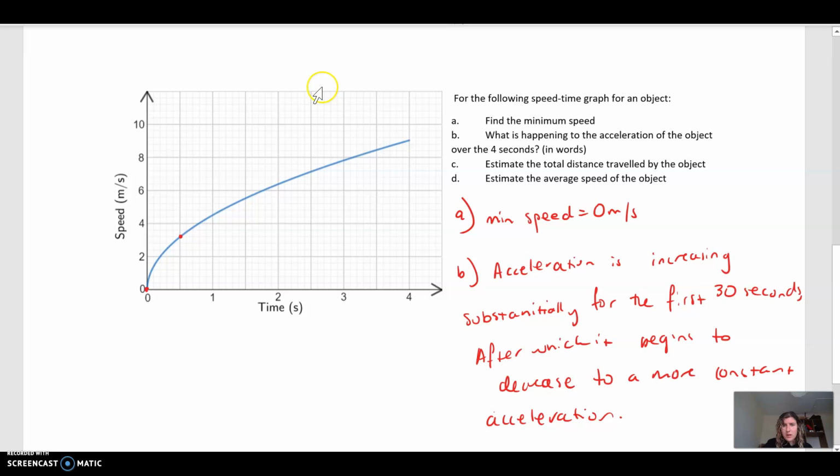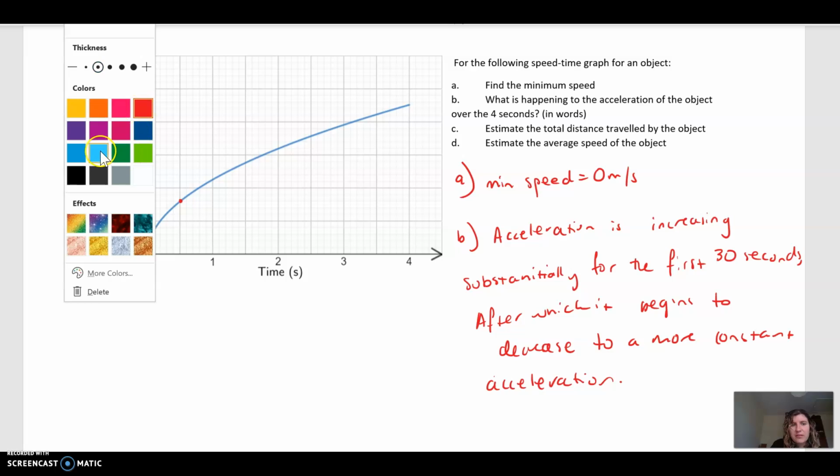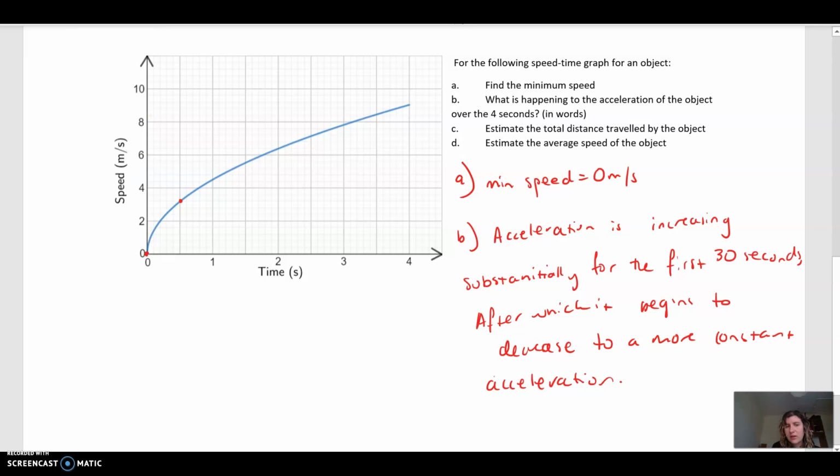Okay, estimate the total distance. Now, you'll notice that this says estimate and not calculate. The question above says calculate, and that's because you had those straight lines, so we could calculate it. Now, for estimating, it's a little bit different. We're still using rectangles to work this out, but we can't do it in the same way as we did before.